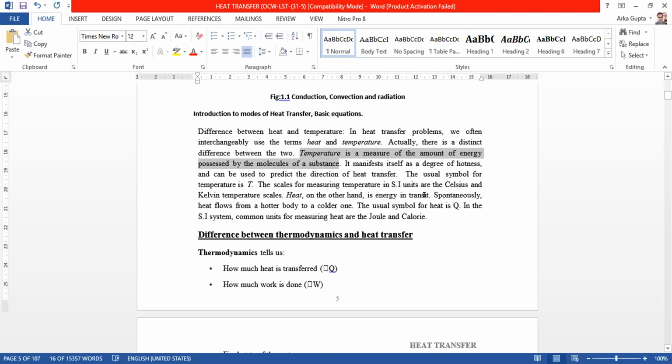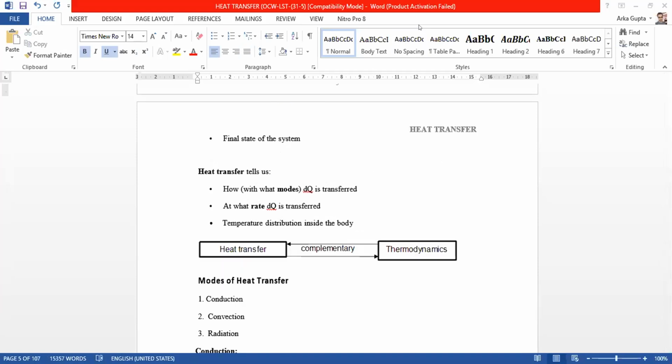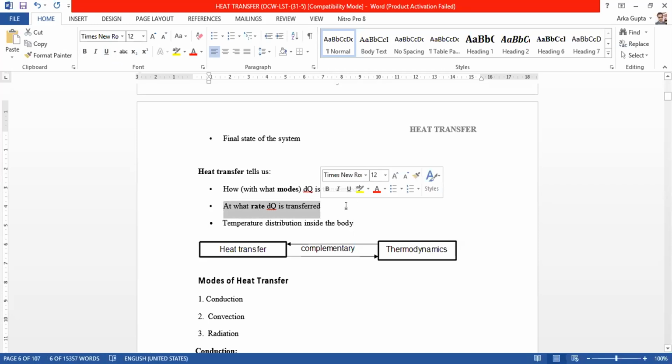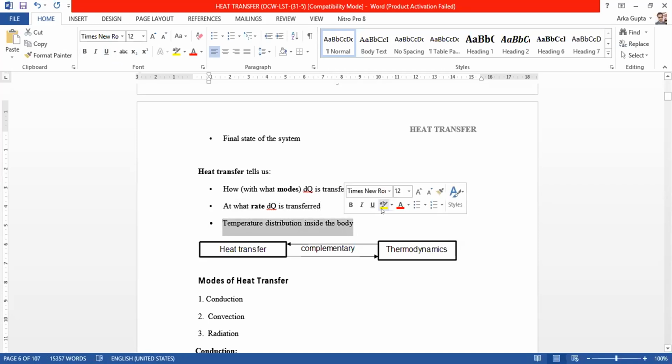Heat, on the other hand, is energy in transit. Spontaneously, heat flows from a hotter body to a colder body. The usual symbol for heat is Q, and common units for measuring heat are the joule and the calorie. Also, heat transfer tells us in what modes heat is transferred, at what rate the heat is transferred, and the temperature distribution in the body. So by studying heat transfer, we know how heat flows and at what rate.